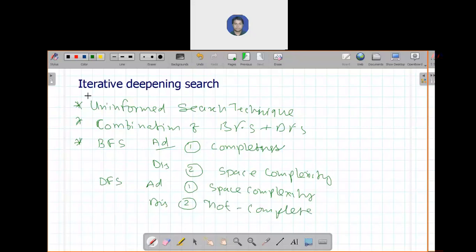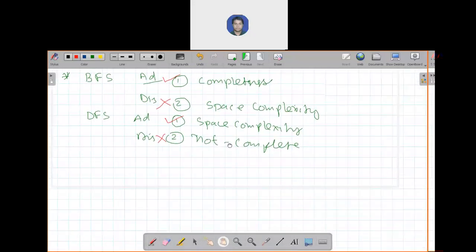So in this iterative deepening search technique, it takes the advantage of both BFS and DFS. It takes completeness from BFS and less space complexity from DFS, and it avoids the disadvantages of high space complexity and incompleteness. It takes the advantages of both search techniques and removes the disadvantages of both. So that's why we call it a combination of BFS and DFS. Now see how it actually works.